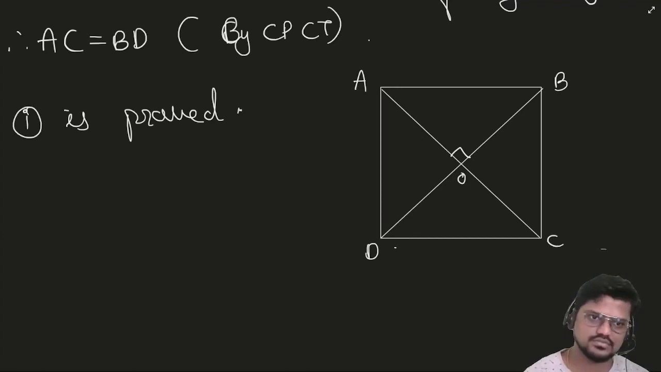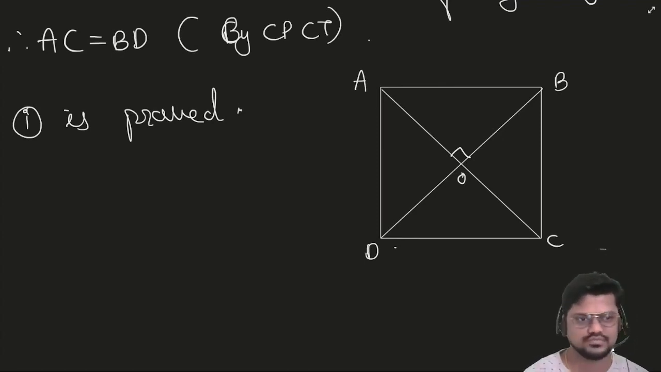AB and CD are given. Triangle AOB is congruent to triangle COD by AAS congruency. And side AO is equal to side CO by CPCT. Then we need to prove angle AOB is 90 degrees. That's all I have done.